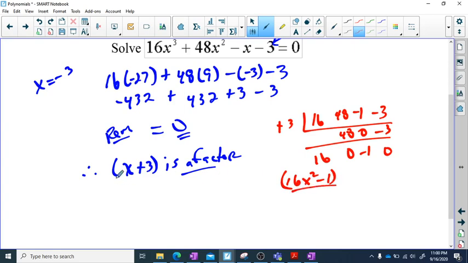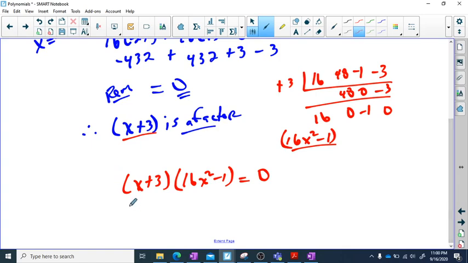That's my other factor. So I have this factor and this factor. Instead of writing this as it is, we're going to write it as two factors, x plus 3 multiplied by 16x squared minus 1. That would be equivalent to this. Well, that has to equal 0. 16x squared subtract 1 factors even further, so I'm going to keep going. x plus 3. This is the pattern of difference of squares. 4x subtract 1, 4x plus 1 is equal to 0.